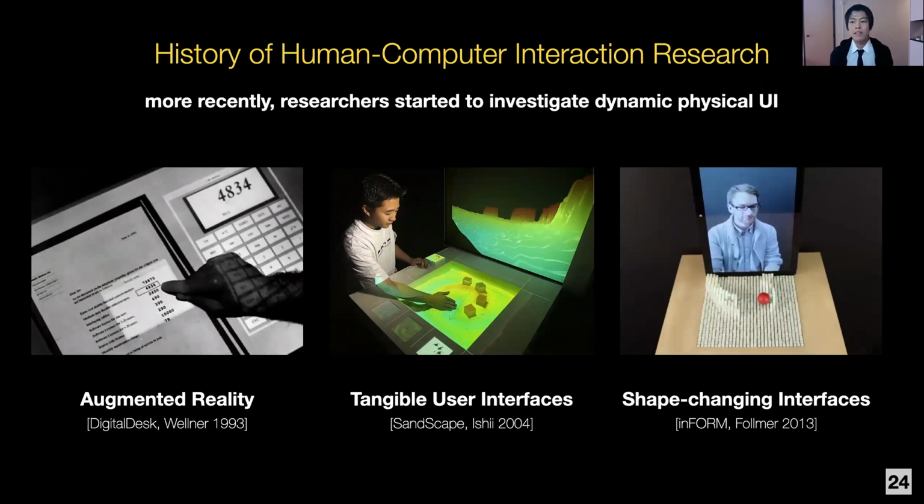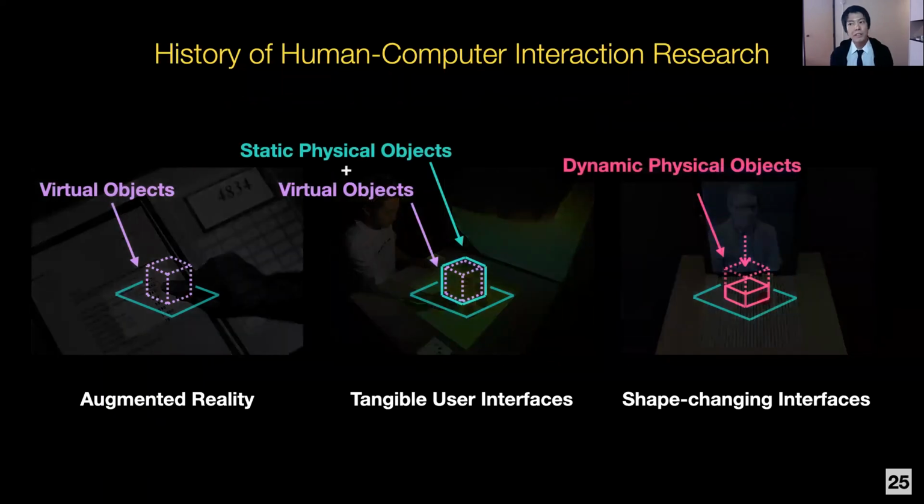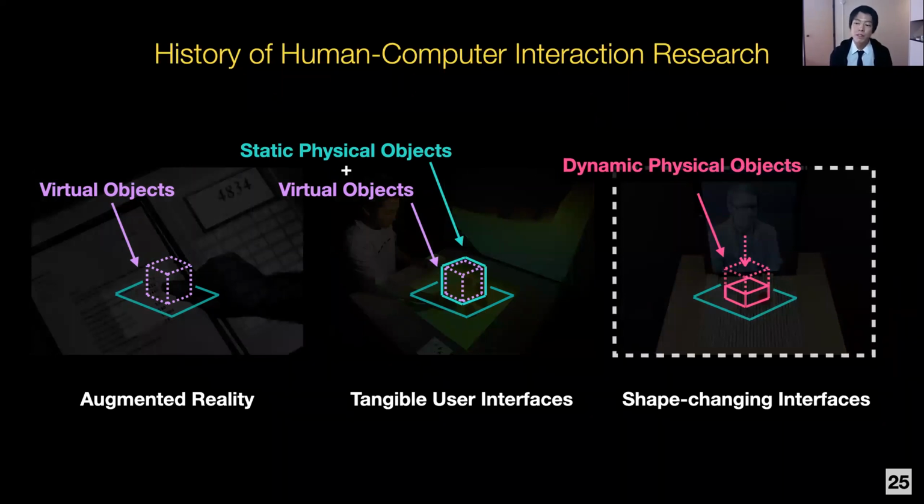And more recently, researchers started to investigate dynamic physical user interfaces, such as shape-changing user interfaces. In contrast to augmented reality or tangible user interfaces, shape-changing user interfaces leverage dynamic physical objects to fully represent dynamic information in the physical world. So in contrast to using a static physical object to manipulate the virtual object, a dynamic physical object can represent dynamic information in the real world.